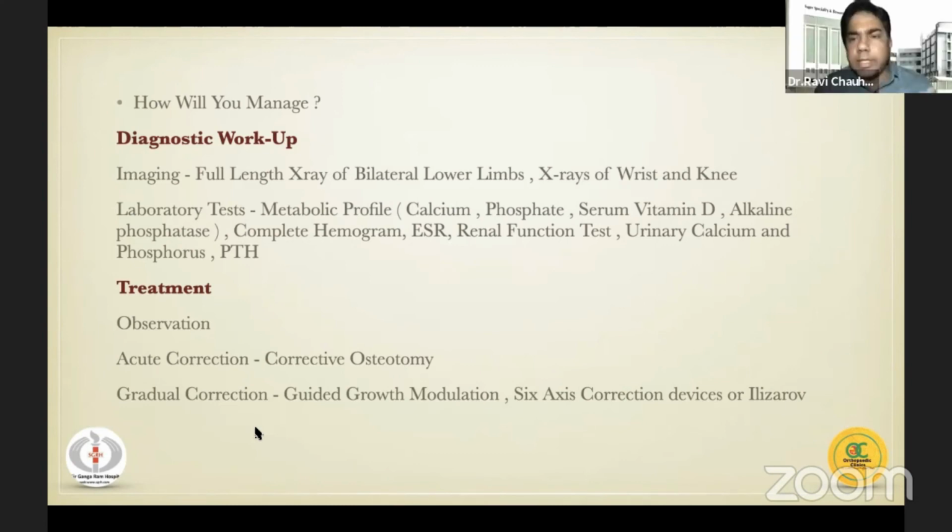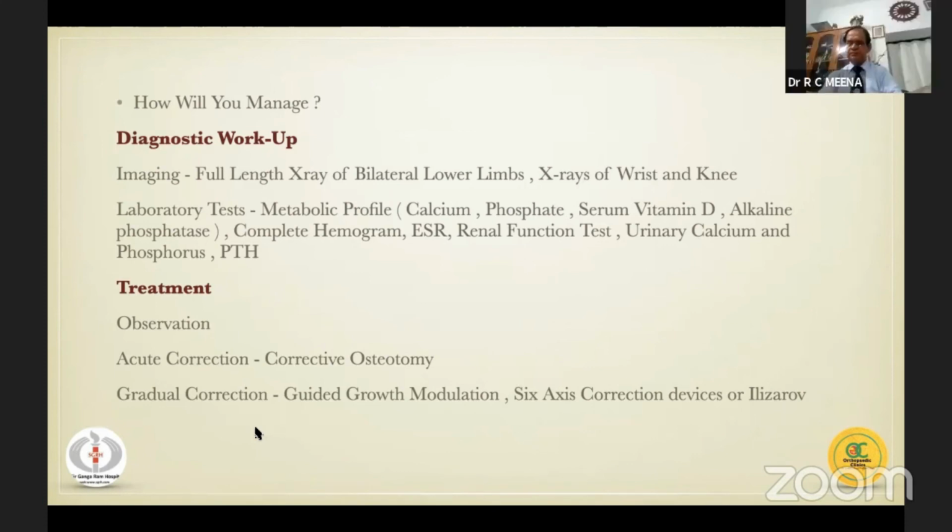How you can intervene: there are two methods, either gradual correction or acute correction. Gradual correction you can do by guided growth modulation or six axis correction devices like the hexapod, Taylor's spatial frame, which are advanced frames actually, or Ilizarov. And acute correction by various corrective osteotomies like the medial closing wedge osteotomy; the osteotomy can also be done laterally.